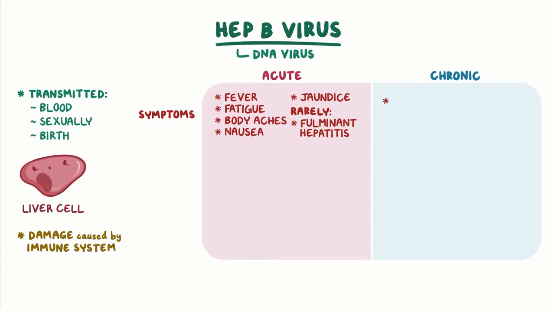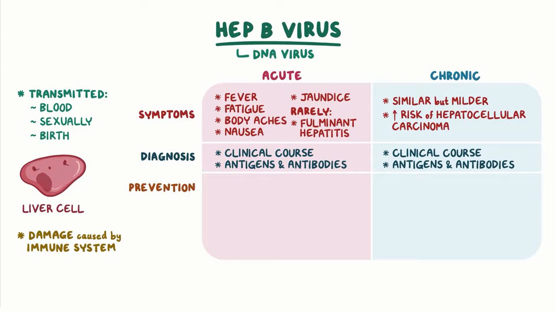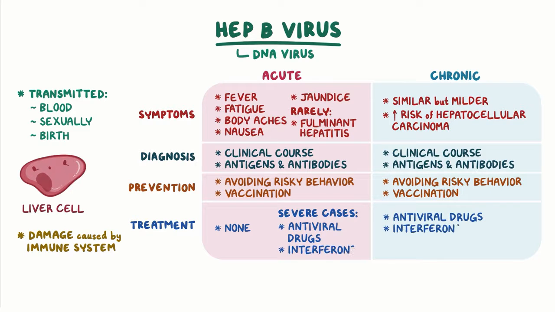Chronic hepatitis has similar symptoms but is milder, and it increases the risk of hepatocellular carcinoma. Diagnosis is based on clinical course and antigen and antibody findings. It can be prevented by avoiding risky behavior and vaccination. Acute hepatitis usually requires no treatment, but severe cases and chronic hepatitis can be treated by antiviral drugs and interferons.